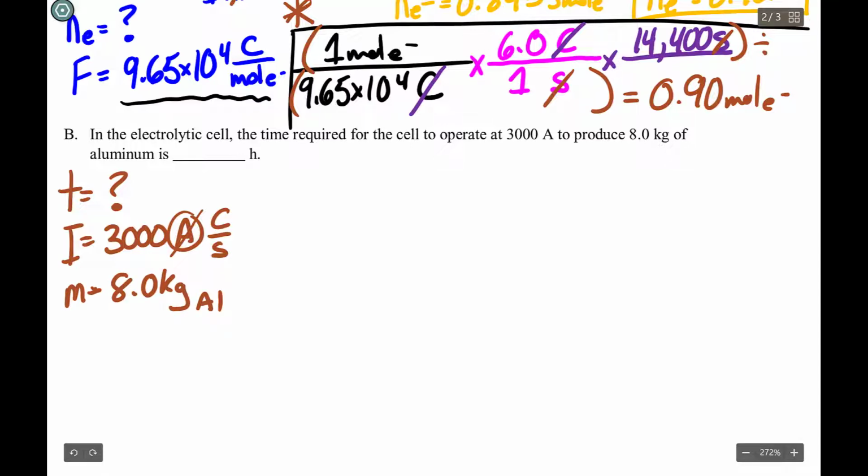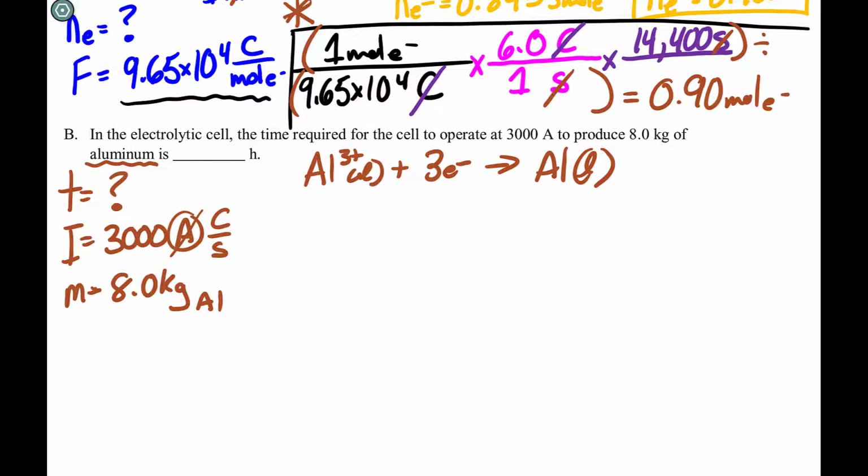to produce a mass of 8.0 kilograms of aluminum. Now, as soon as I know what substance I'm dealing with, then all my other units really have to work around this aluminum. So for instance, I don't care about the oxide here. This is all about aluminum. I'm going to use my aluminum half reaction. So Al3+ liquid plus 3 electrons becoming Al liquid, because the question is not asking about the oxide in any way.